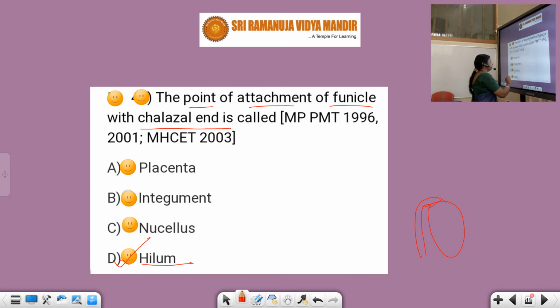So the answer is D. If you see the structure of the ovule, this is the funiculus part and this is the chalaza. So the body of the ovule, the chalaza, the backside of the ovule, is getting attached with the funicle, and this part is called hilum.